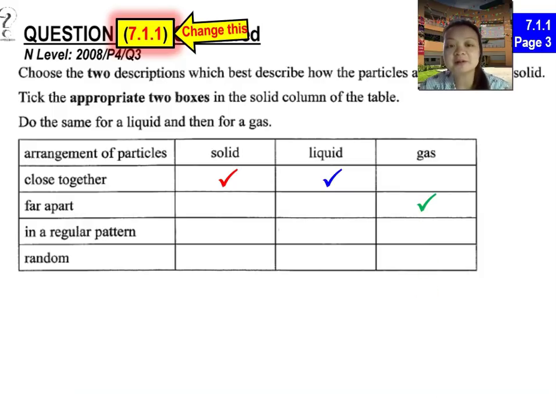So now let's talk about the next arrangement for solids. Are they in a regular or a random pattern? What are some of you saying? Yes, they are in a regular pattern, but your liquid particles, on the other hand, are in a random pattern, and your gas is also in a random pattern. Okay, so this is actually quite a good summary of what we have been talking about in 7.1.